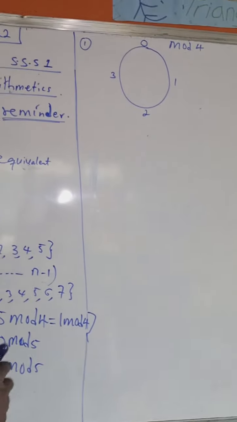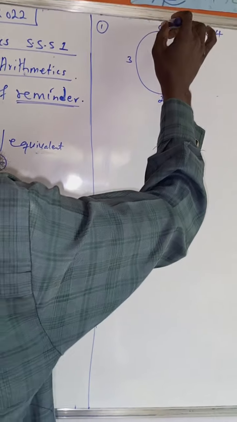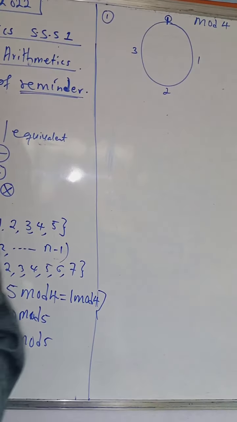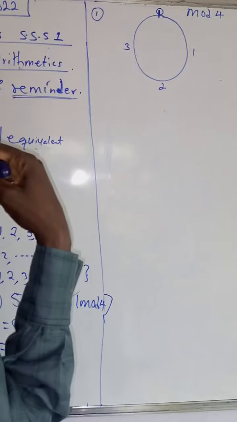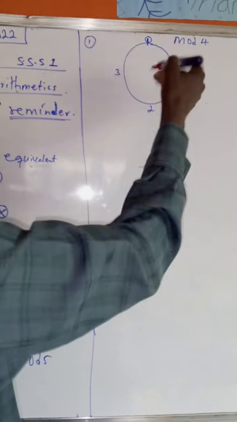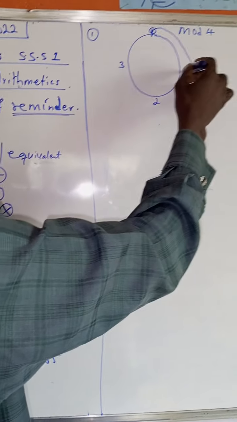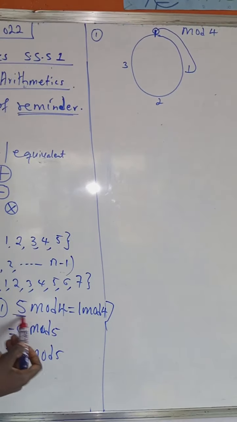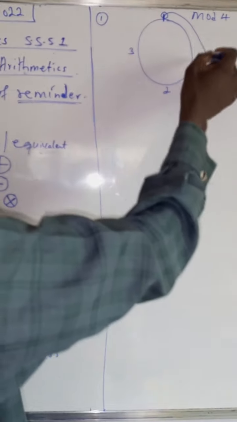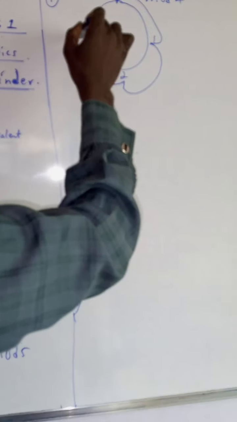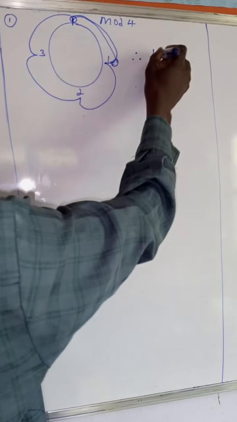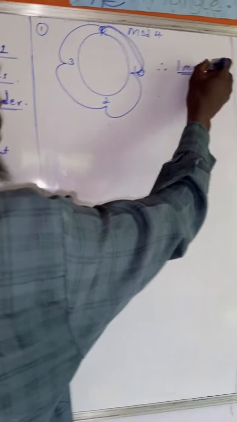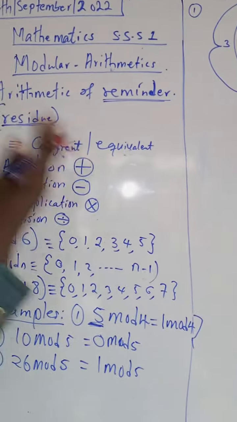Now let me start counting from the beginning, which is 0. We count clockwise, not anti-clockwise. So we count clockwise. We have 1, and I'm counting 5 times: 1, 2, 3, 4, 5. You see, it stops at 1. So my answer will be where it stops: 1 mod 4. You see that we've gotten the same thing. So you could use the clock.